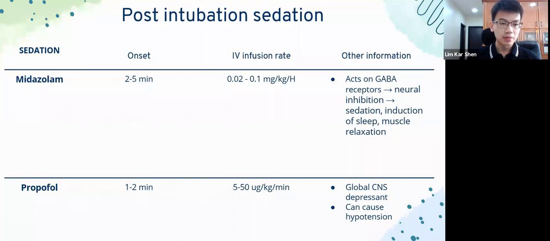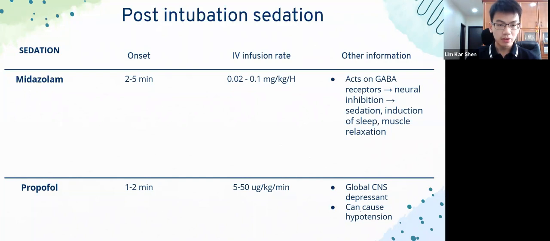Next are the types of sedation. For example, midazolam. Onset time is 2 to 5 minutes. Infusion rate 0.02 to 0.1 mg per kg per hour. It acts on the GABA receptor, causing neural inhibition, giving sedation, induction of sleep, and muscle relaxant properties.